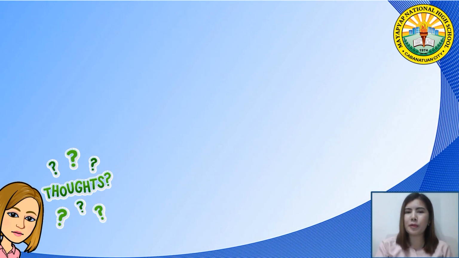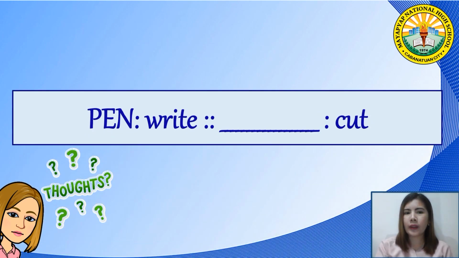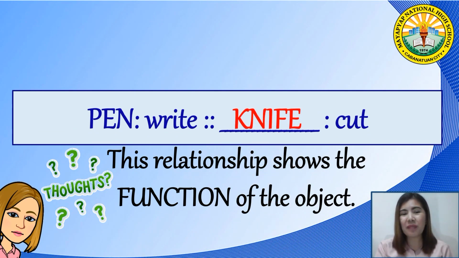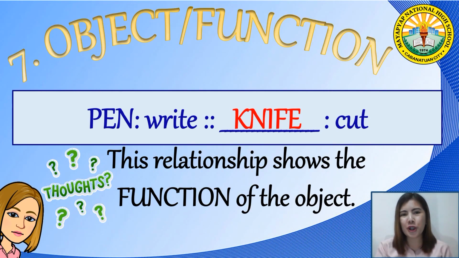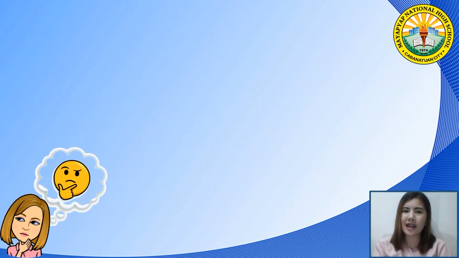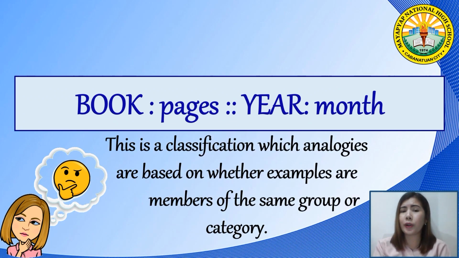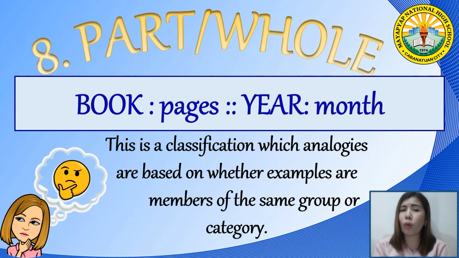This relationship shows the function of the object. Pen is used to write, and what is used to cut? Good! A knife is used to cut. This is an object and function relationship. The next relationship is based on whether examples are part or member of a group or category. Pages are part of a book, while month is part of a year. And this is what we call part of a whole relationship.